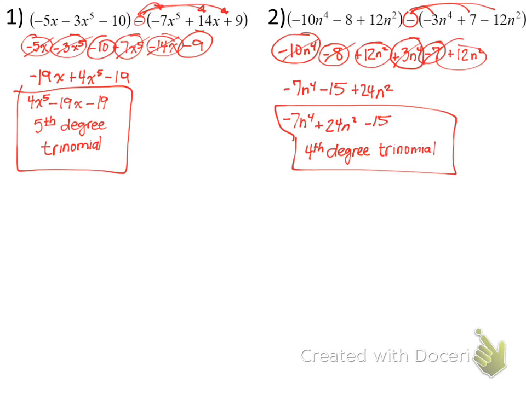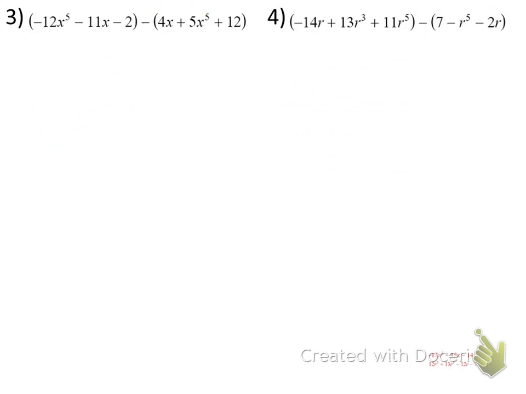Continuing, number 3. Okay, let's do this one together. The first thing you want to do, what operation's in the middle? What do we recognize is in the middle? Subtraction, okay? So we want to distribute the subtraction sign first into each of these terms right here. So what we're going to do is bring down all of the first trinomial, negative 12x to the 5th, minus 11x, minus 2. We have a negative sign, you distribute that.